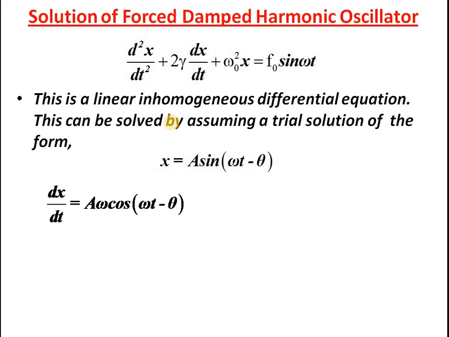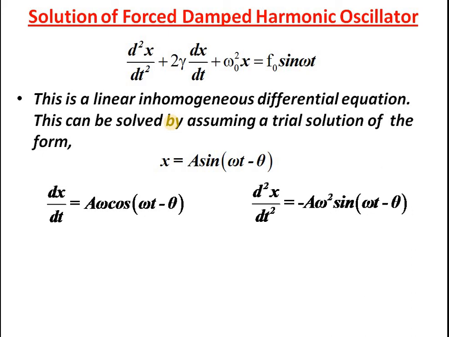Theta is the anticipated phase difference between the applied force and the displacement. If they are in the same phase, then theta will be 0. If they are not in the same phase, then of course there will be a non-zero value for theta. That is the physical meaning of theta here. And again, you have to take the d square x by dt square. It will be minus a omega square sin(omega t minus theta), the second derivative of the solution.